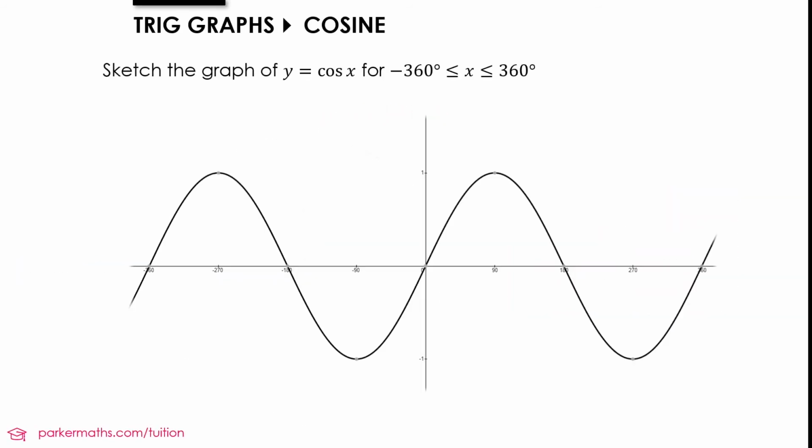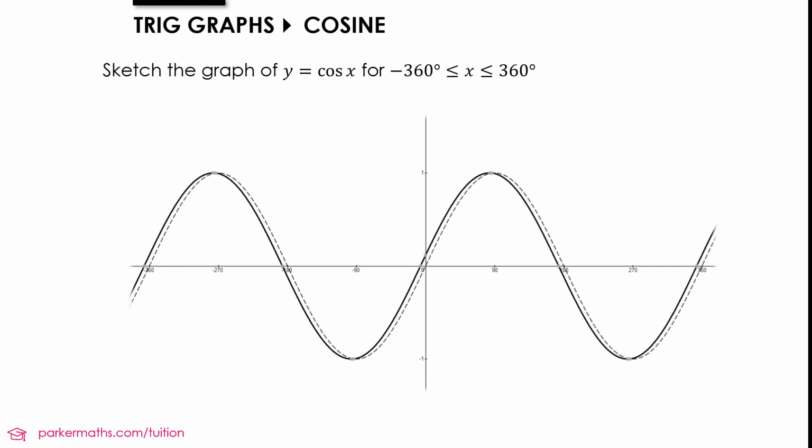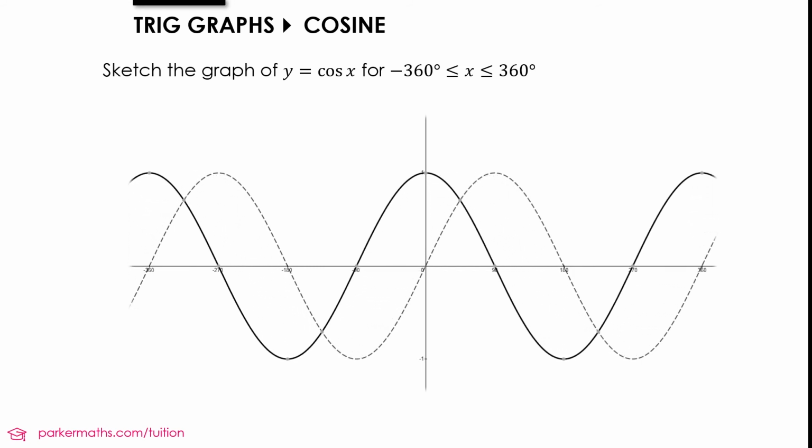So on my screen now, I have a sketch of the graph of y equals sine x. And if I translate this graph 90 degrees to the left, I now get the graph of cosine x. And it's easy to check by considering the exact values we know for cosine x. Hopefully, you know that cos of 0 is 1. That checks out with the graph.